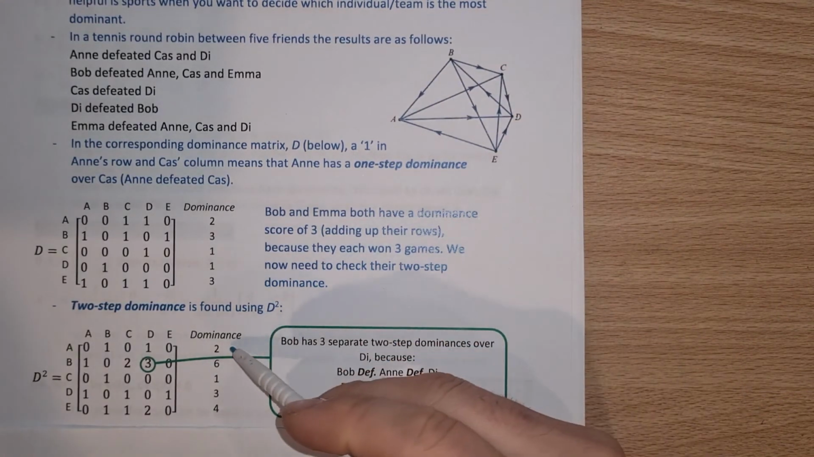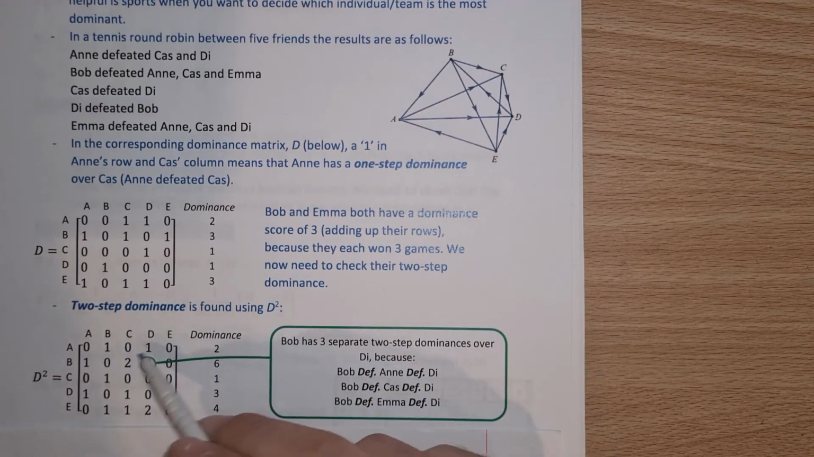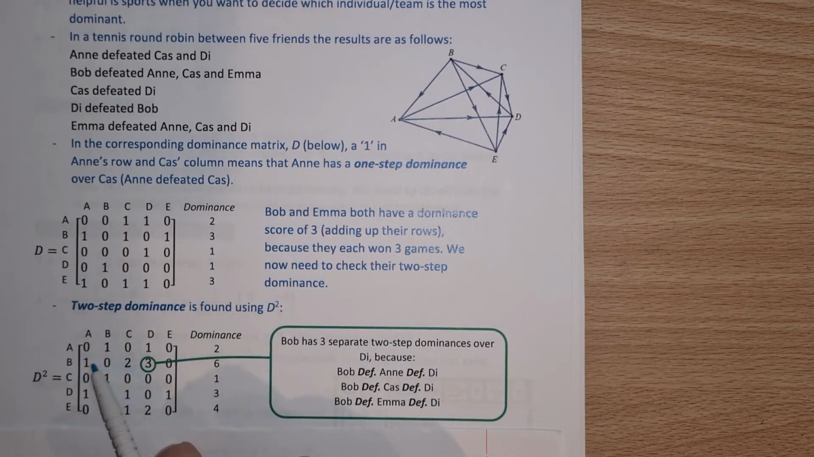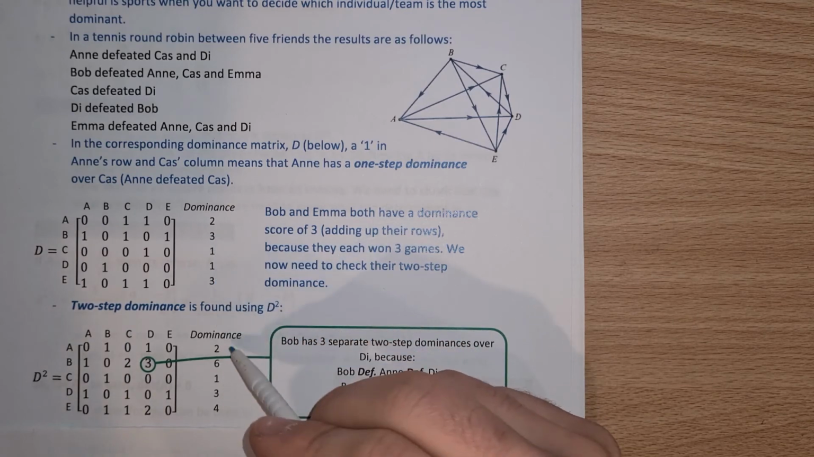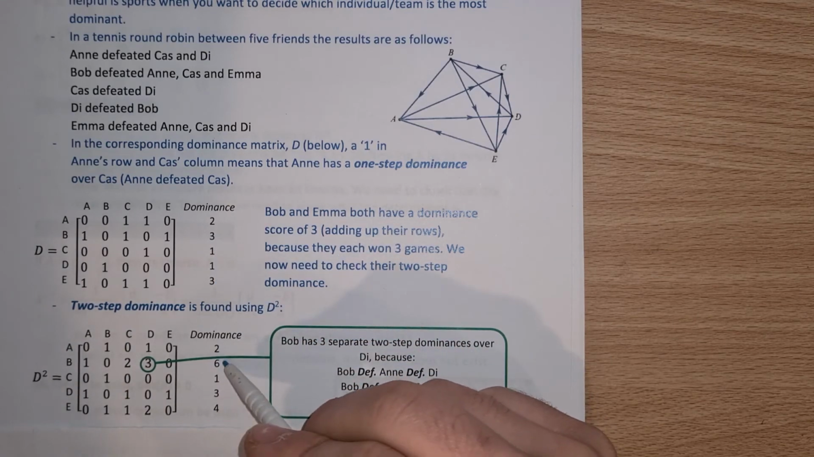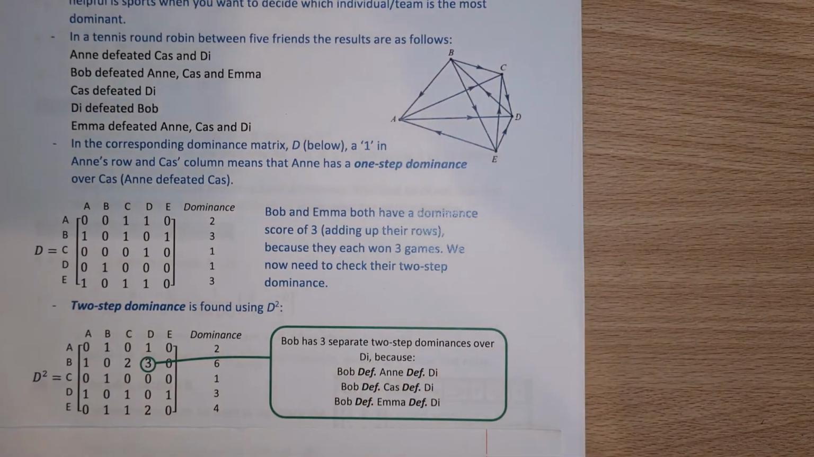And then in a similar way, these dominances are calculated by adding up the rows. So Bob has 6 2-step dominances, whereas Emma only has 4 2-step dominances. In the 1-step dominance, Bob and Emma were equal, but in the 2-step dominance, we can see that Bob is actually more dominant than Emma.